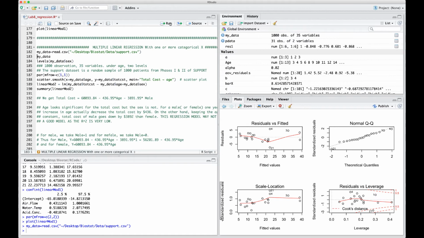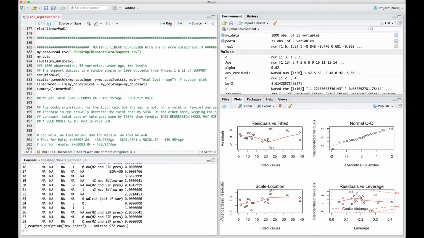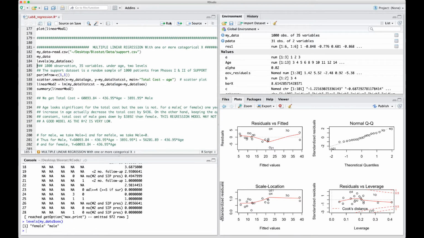This is the support.csv data, okay, and I loaded my data. That data is posted in project 3. I asked you to pull that data from online, okay, so that's the same support data. Okay, so let us see the levels of gender, male and female, okay, and there are 1000 observations, 35 variables, and 2 levels under sex. The support data is a random sample of 1000 patients from phase 1 and 2 of SUPPORT.